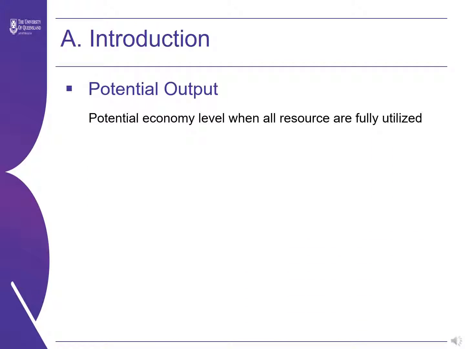As we observe, potential output is the level of output where all the resources of the economy are fully utilized and there is full employment, that is, the natural level of unemployment.